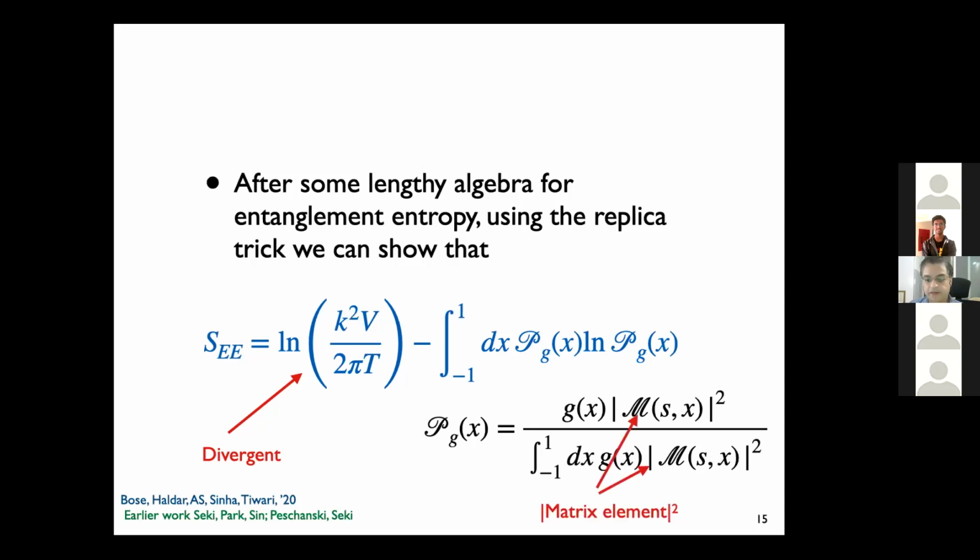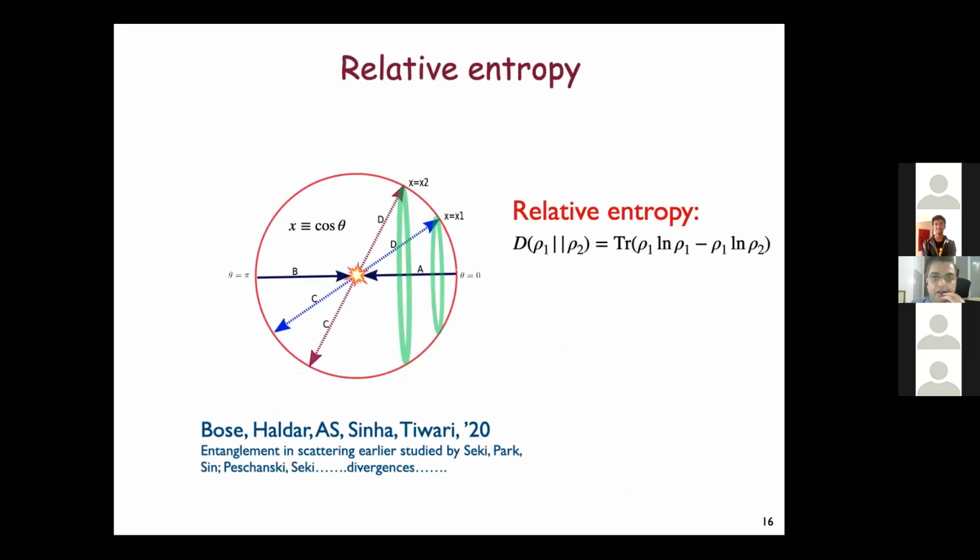Okay. So just to remind you, there's a divergent piece, and then there's this matrix element squared, like what you would expect. And G is the support at angle x. Now, a quantity which is much studied, and of a lot of use for various reasons, is called relative entropy, and relative entropy is defined in this way.